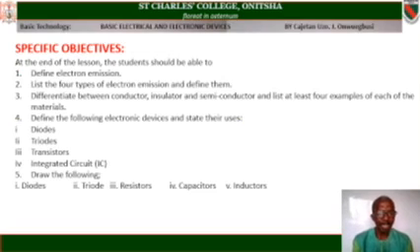Specific objectives. At the end of the lesson, you are expected to: 1. Define electron emission. 2. List the 4 types of electron emission and define them. 3. Differentiate between conductor, insulator, and semiconductor, and list at least 4 examples of each of the materials. 4. Define the following electronic devices and state their uses: diodes, triodes, transistors, integrated circuit IC. 5. Draw the following: diodes, triodes, resistors, capacitors, and inductors.